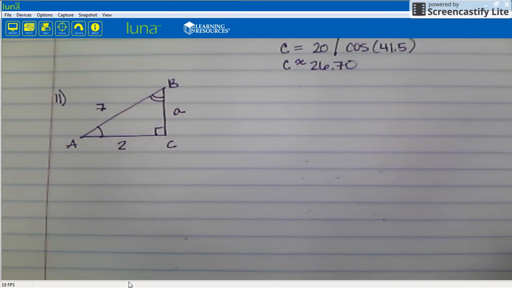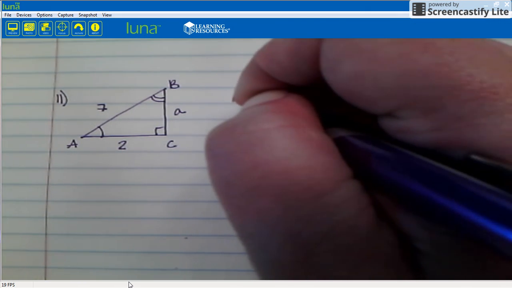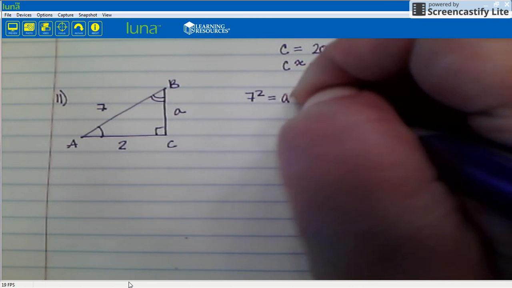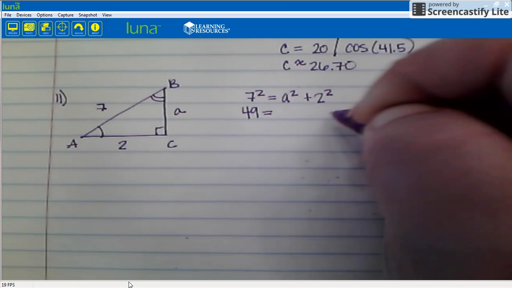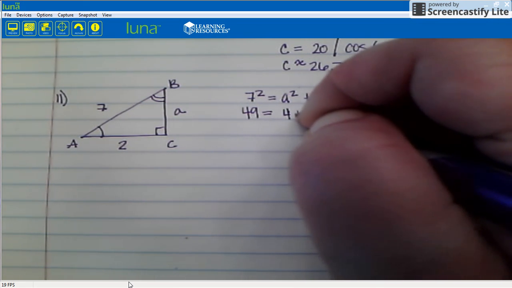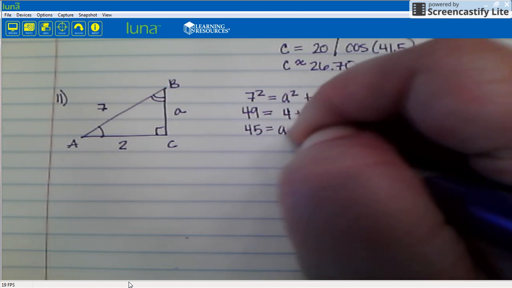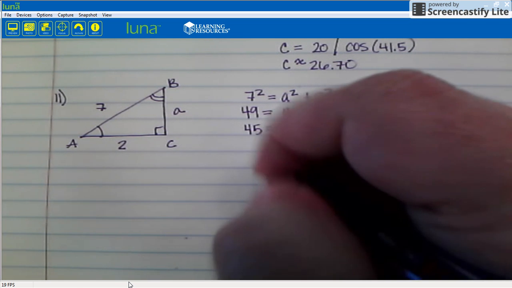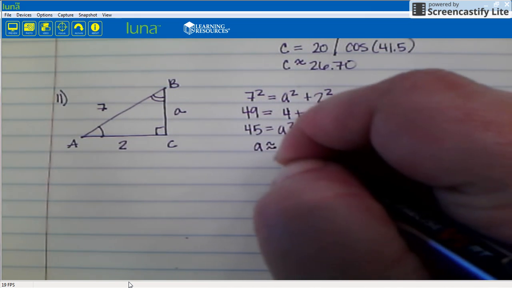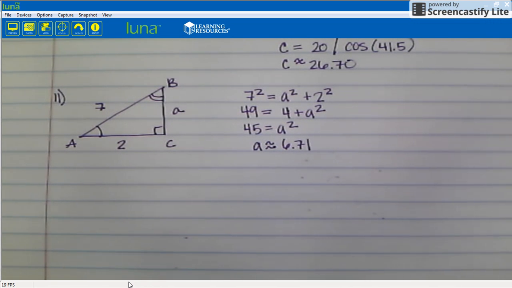Well, I can find side little a rather quickly because it's just the Pythagorean theorem. So I know that 7 squared has to equal a squared plus 2 squared. So I have 49 is equal to 4 plus a squared. And so 45 is equal to a squared. And when I take the square root of both sides, then I end up with a is approximately equal to 6.71.